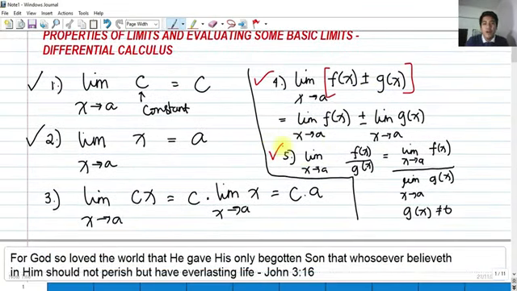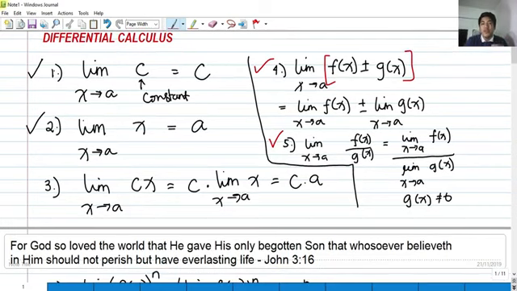Okay, for number 5, the limit of f of x over g of x as x approaches a is the same. We can distribute the limit sign on the numerator and denominator such that we have the limit of f of x as x approaches a divided by the limit of g of x as x approaches a, given that g of x, or this denominator, should not be equal to 0. Because if the denominator becomes 0, we have an undefined function. So any number divided by 0 is undefined. Well, of course, 0 over 0 is an indeterminate form.